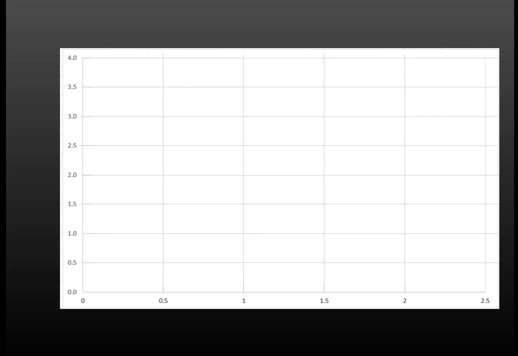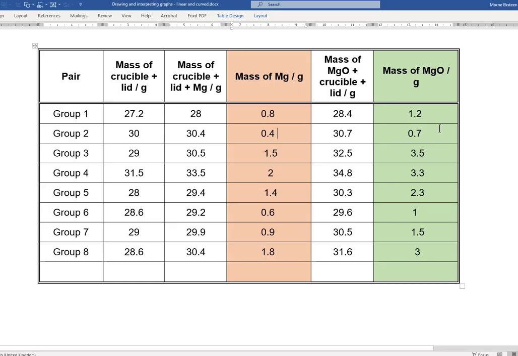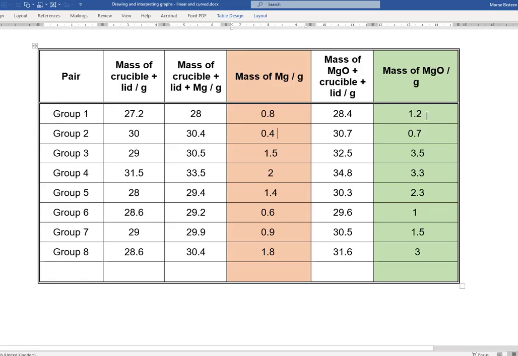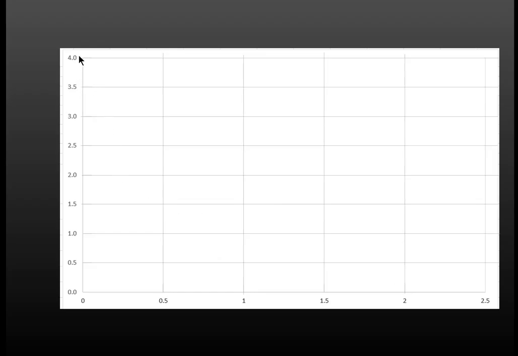The next thing I'd like you to notice is that each one of these squares, you can see it goes from 0 to 0.5 to 1 to 1.5, and it goes up to a maximum of 2.5, matches the values in my table. As you can see, the largest value here is 2, but it goes up to 2.5, so 2 is going to be somewhere here. And for magnesium oxide, my biggest value is 3.5, and you can see it goes up to 4. Always try to go a little bit bigger when you draw a graph.